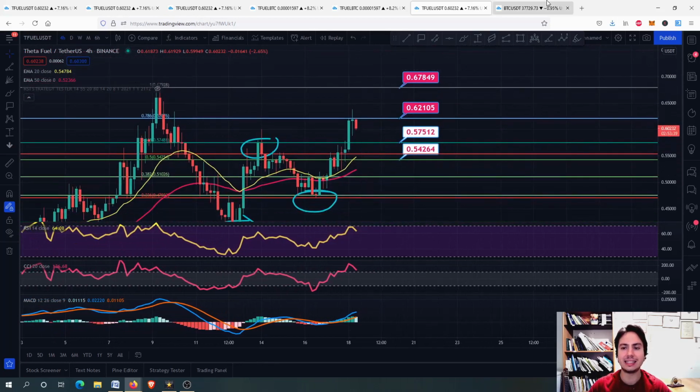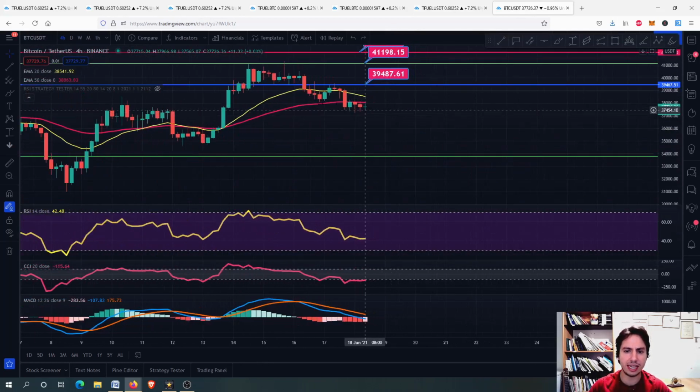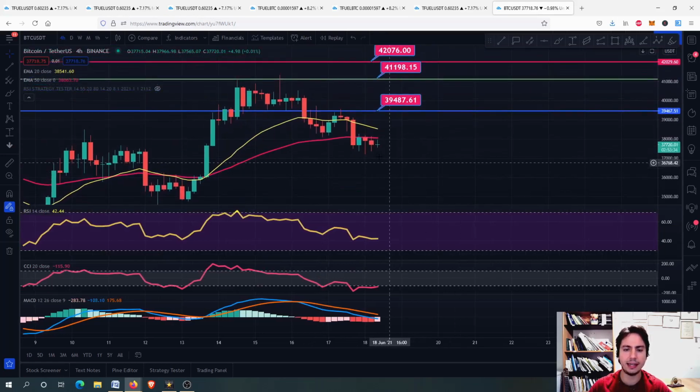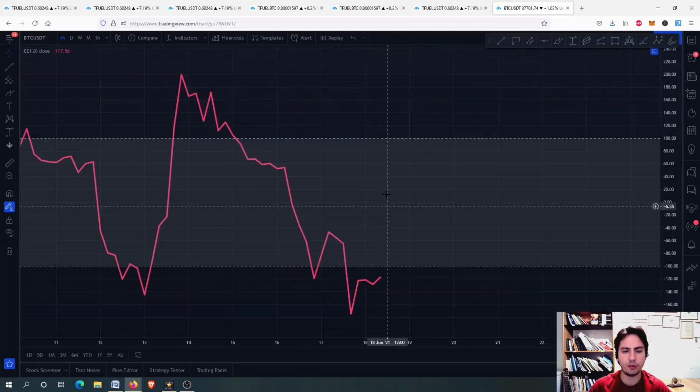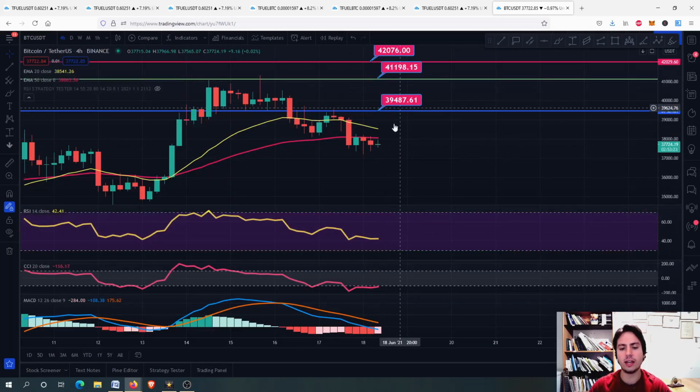If I go to the Bitcoin chart, guys, you can see right now the 50-day MA is becoming a resistance level. That's not very good, but on the 4-hour frame at the same time, guys, we are having an oversold situation. Therefore, we might expect Bitcoin to go a little bit upwards.